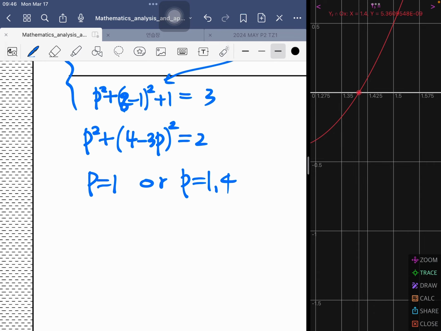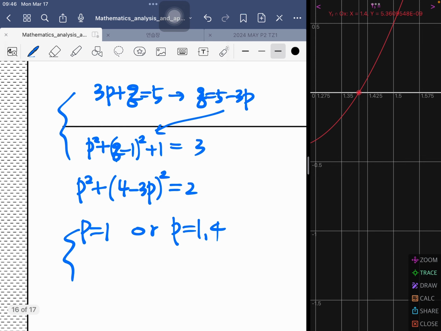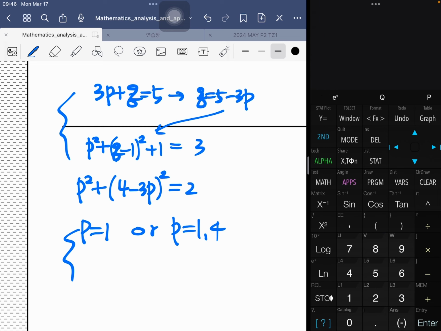When p equals 1, q equals 5 minus 3 times 1, so q equals 2. When p equals 1.4, q is 5 minus 3 times 1.4, so q equals 0.8. So this is the answer.